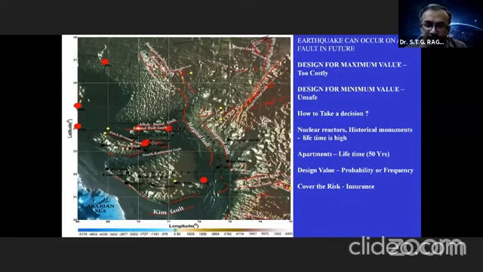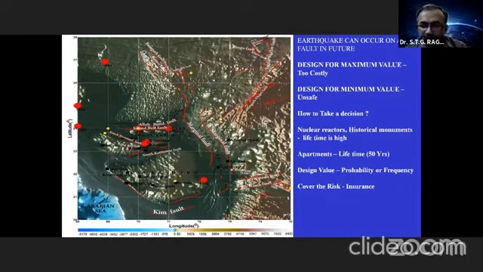So if you design for any value less than this maximum value, that means you are taking a risk for this number itself. Now, generally in the olden days, the design philosophy depended on the type of the structure. For nuclear reactors and historical monuments, depending on the importance of the structure or its lifetime being higher, in a nuclear reactor the lifetime or the return period is assumed to be 1 lakh years.